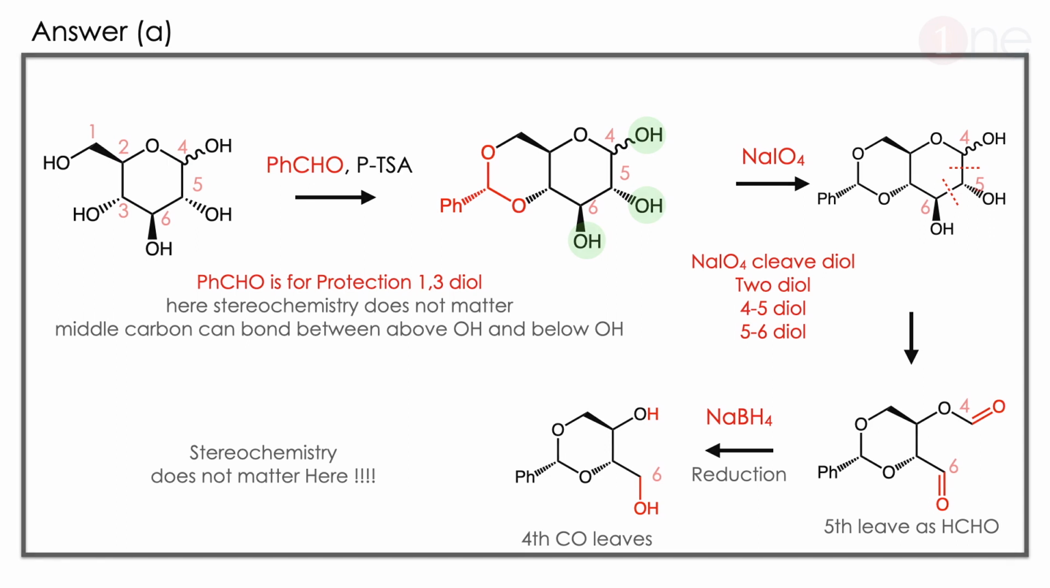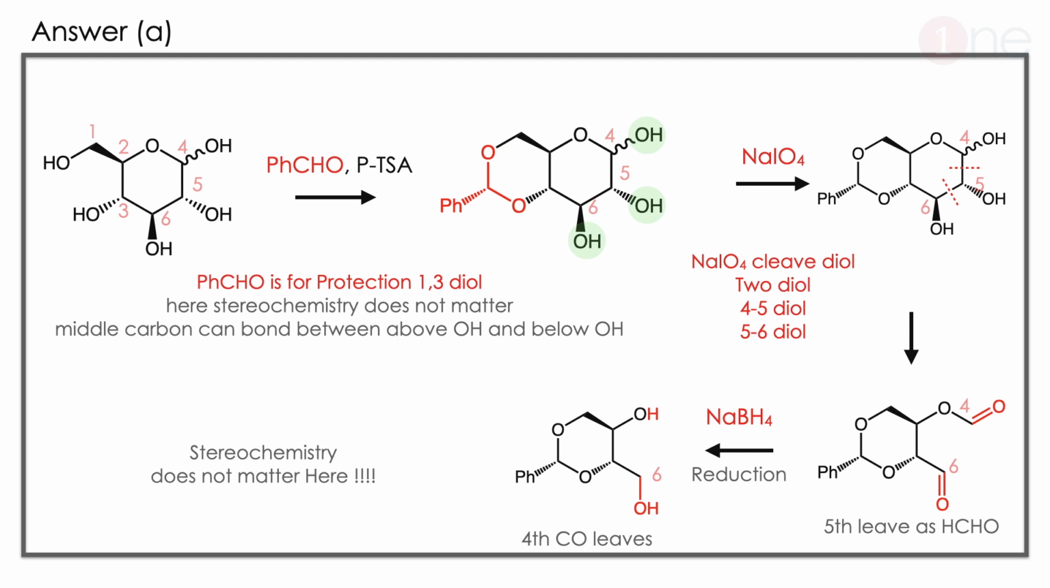So the 1,3-diol is only in the 1, 2, 3rd positions. So it occurs. Even though the groups are above and below the plane, the phenyl group and the middle carbon can adjust themselves. So 1,3 protection definitely occurs. So those groups are protected. Only the 4, 5, 6 groups are available.